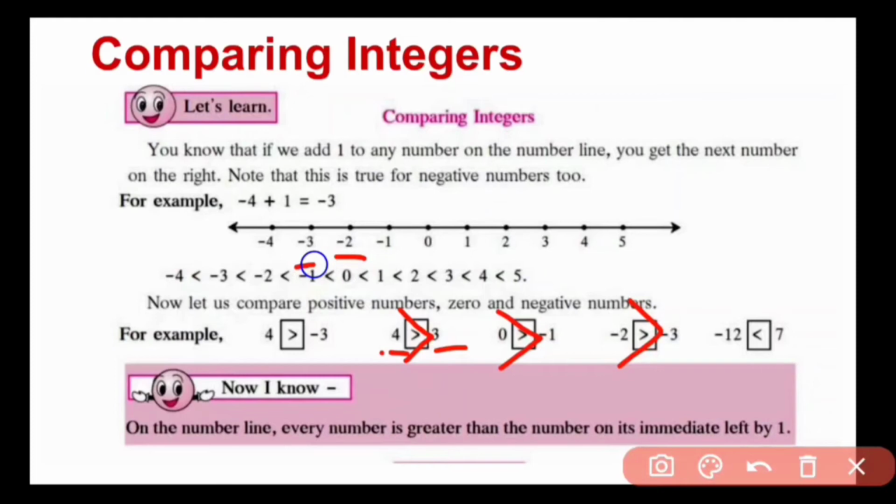Minus 12 and plus 7. Minus 12 is a negative number and 7 is a positive number. So positive numbers are always bigger than negative numbers. So this symbol is open towards 7 and closed towards minus 12. So the symbol is closed towards the smaller number and open towards the bigger number. Now what we know is, on the number line, every number is greater than the number on its immediate left by 1. Okay, so we have to remember these things to solve practice set 7.